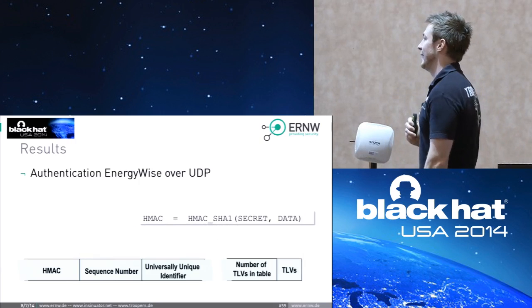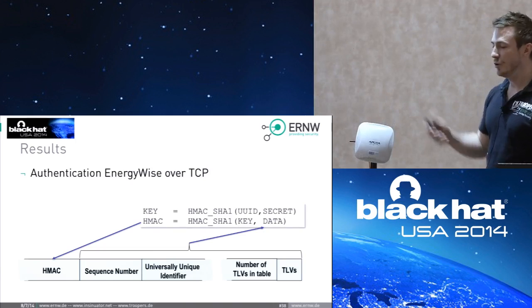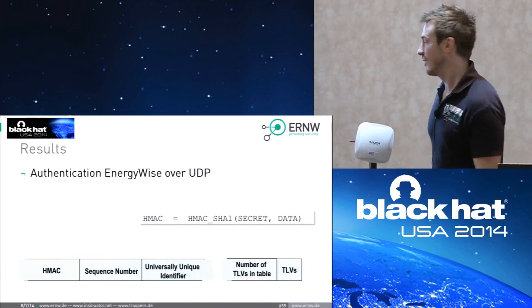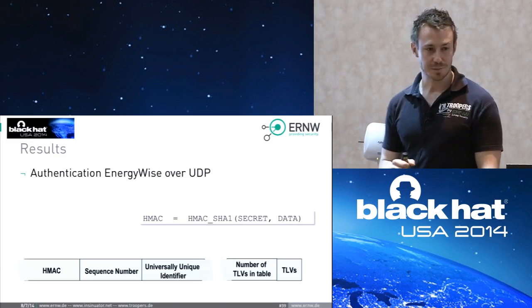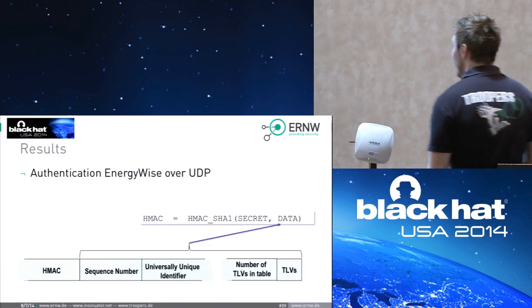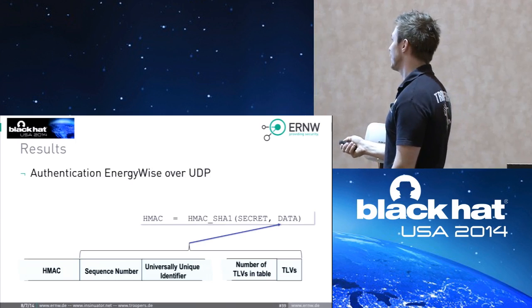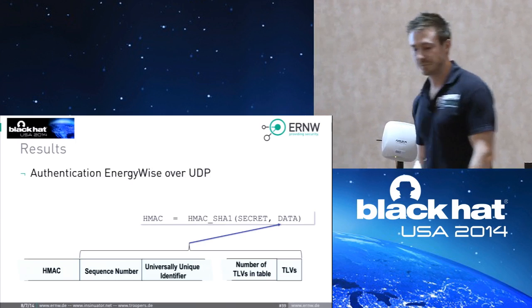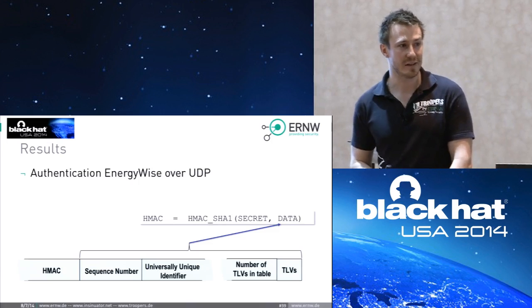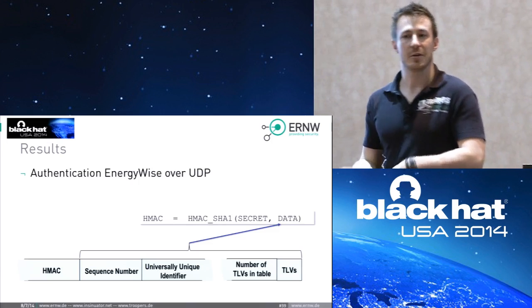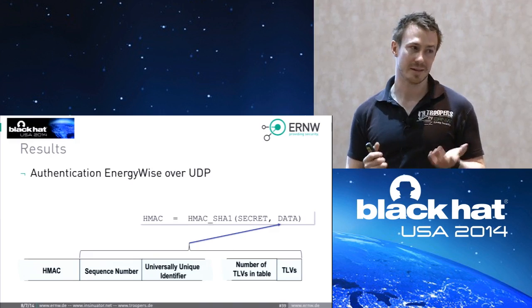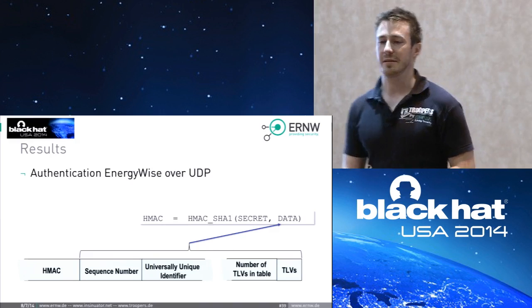And for UDP, the nice thing is we don't even have the UUID, so the cracking process comes down to one hash calculation, which makes it even faster. And the basic idea is the same. We have the shared secret and we have the data. Unfortunately, all the relevant data is included in the HMAC, so you cannot tamper with the IP address or something like that. So that is done right at this point.